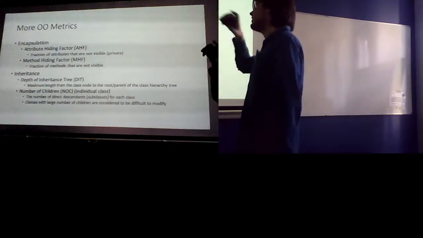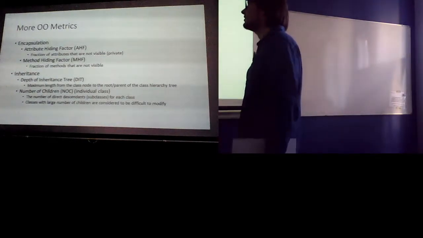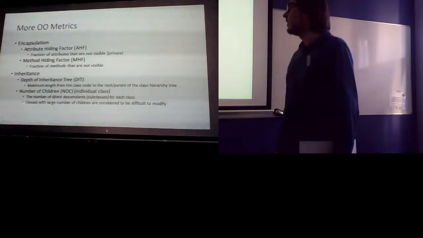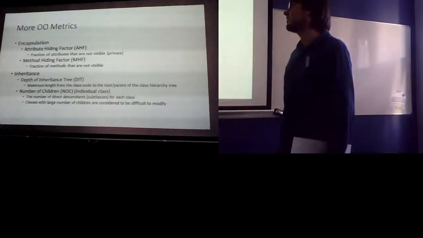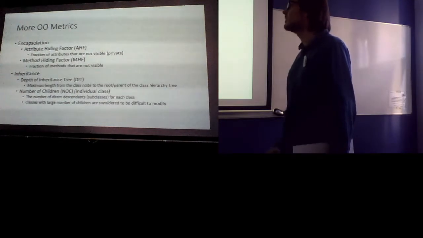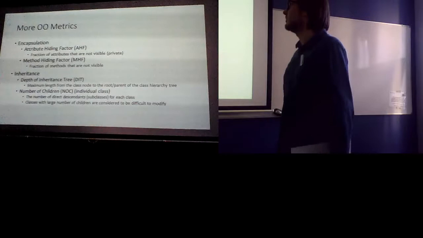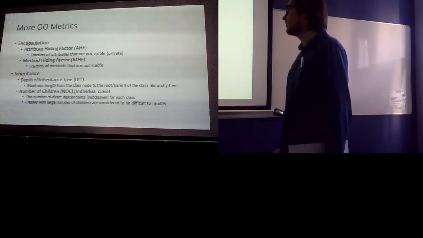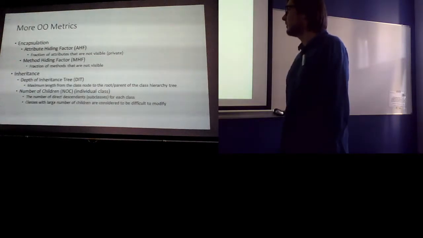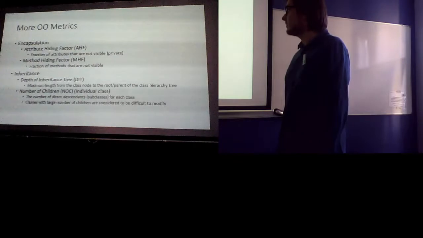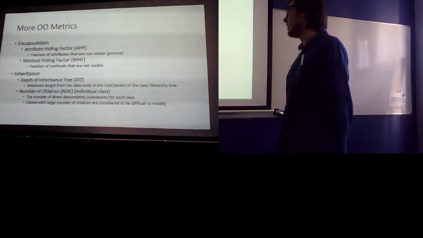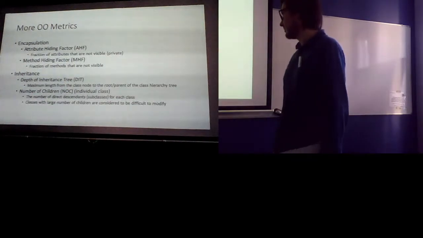Yeah, encapsulation. As you probably know, in classes you can have non-private variables and private methods. So you've got the attribute hiding factor and the method hiding factor: how many private variables and methods there are in a class relative to all methods. You can then find the percentage of accessible methods and variables. Inheritance: you can also look at the inheritance tree, so how many superclasses there are, and the number of children, how many subclasses there are in a superclass.